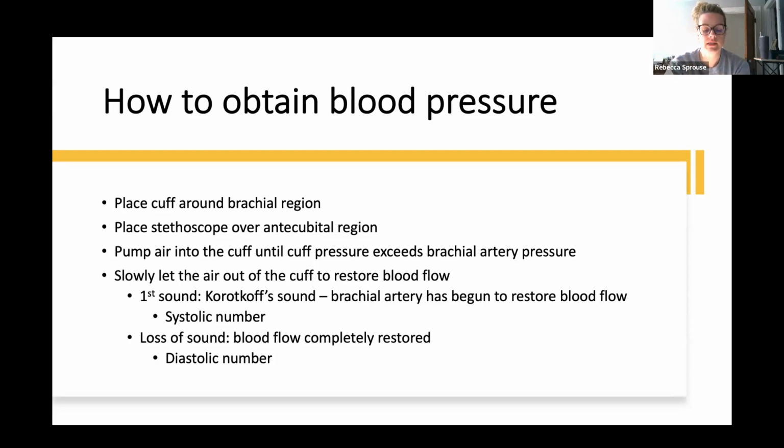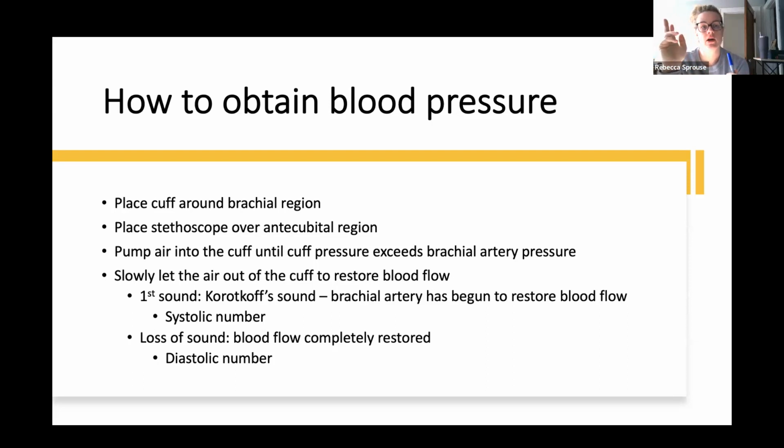And what people are listening for through the stethoscope, which is what you'll experience this week, is a beat. And so as you release that pressure in the cuff and blood spurts through that brachial artery again, because blood flow is beginning to get restored, you'll hear a tapping sound, like a beat. That's called a Korotkoff sound. That's your systolic number. So you watch the little ticker on the gauge, and that number is what you would record as the top number of your blood pressure.